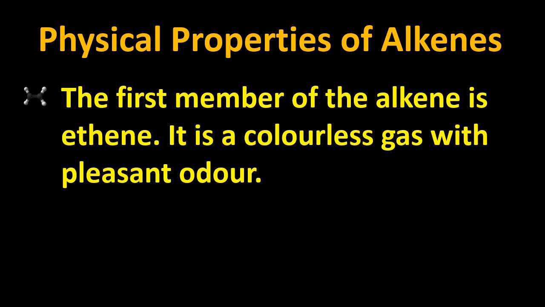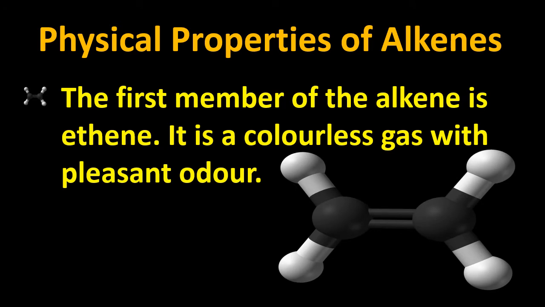Alkenes require at least 2 carbon atoms because we need a double bond between 2 adjacent carbon atoms for alkenes. So here we have ethene. Eth represents 2 carbon atoms and ene represents the double bond present between the 2 carbon atoms. The first member of the alkene is ethene. It is a colorless gas with pleasant odor.